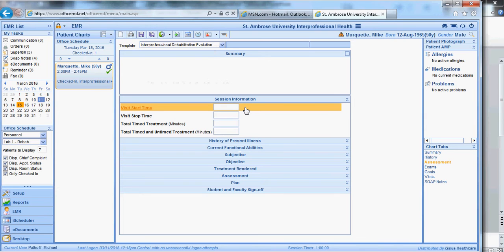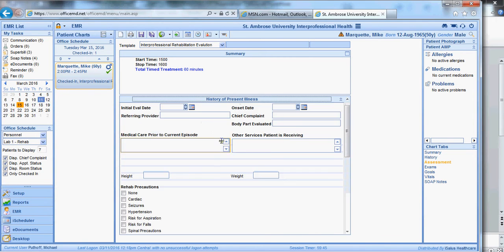Start time, so we started seeing the patient at 3 o'clock, and we don't really have a firm policy on how we do it, but let's say we use military time. We started at 1500, and it was an hour session. We can do that. If you want to be direct, you can put 60 minutes in there, however you do that. History of present condition.